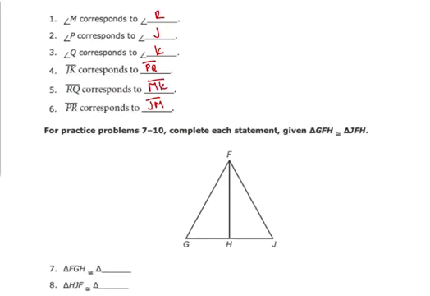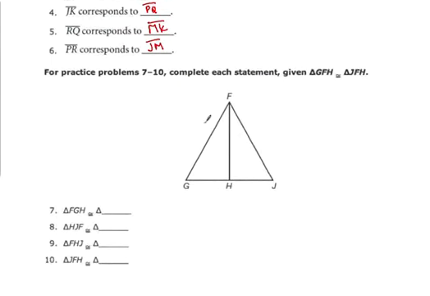All right, you try. Oh, actually, let's do this one together. For practice problems 7 through 10, complete each statement. So you've got triangle GFH corresponds or is congruent to triangle JFH. In number 7, it says triangle FGH is congruent to triangle what?